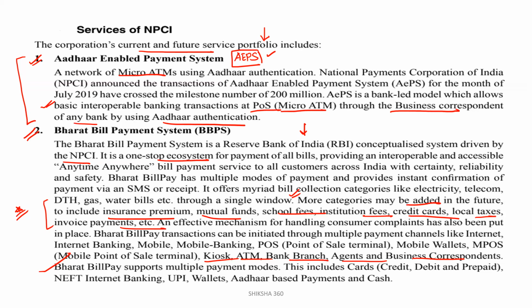So presently we have discussed two points. The first one is the AEPS, the second one is the BBPS. Now we have to move to the next point.